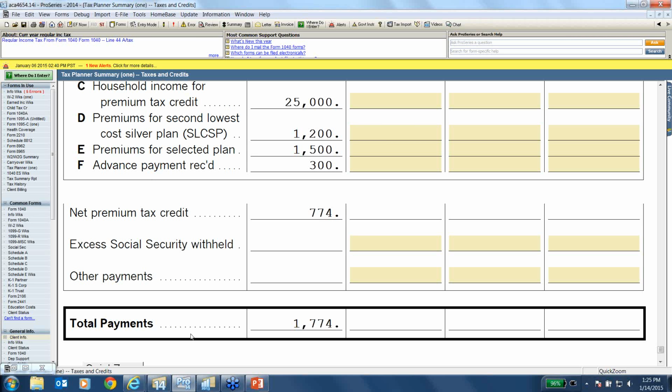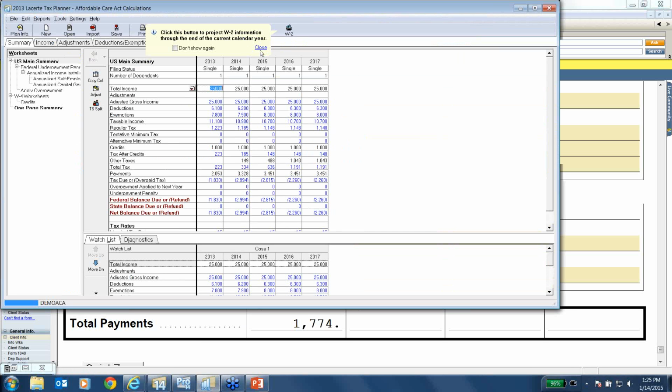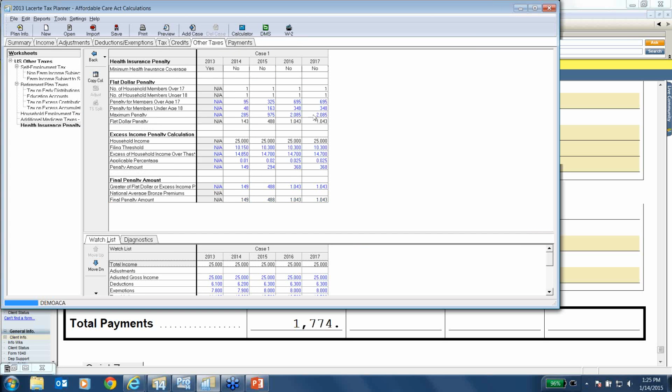Another thing to point out here is the LaCert planner. If we go over to other taxes, click on the penalty worksheet. Minimum health insurance coverage. If this is no, we collect the data. How many household members under 18 or over 18? And then the product starts doing the greater of the two. It does it on an annual basis. We don't get down to the granular level of monthly calculation, but we do impose the new amounts going forward, $95 up to $325 and then $695. And then the 1% climbs to 2% and 2.5% for the next 3 years.